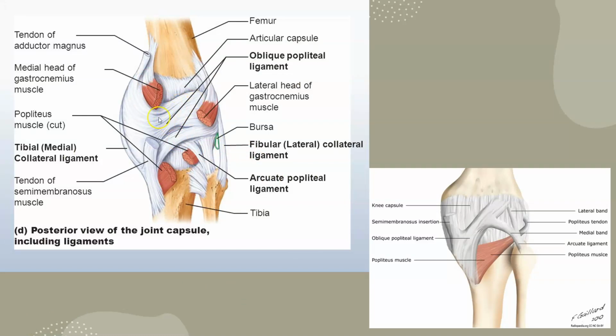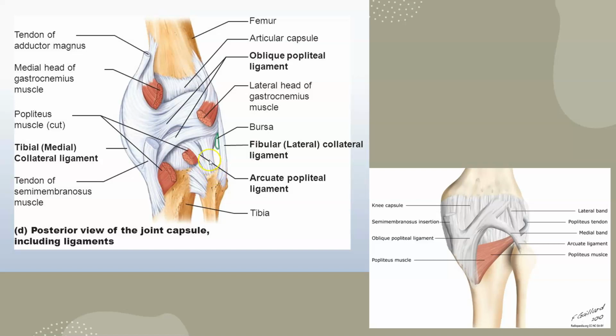So here is our oblique popliteal ligament here posteriorly, tendon of adductor magnus that we can see here. Here is our medial collateral ligament, again, attaching to the medial meniscus inside. Here is our lateral collateral or fibular collateral ligament. We can see the bursa that lies underneath, and then of course below that would be the fat pad. Here is our tendon of semimembranosus that does provide some tendons to this posterior oblique popliteal ligament.